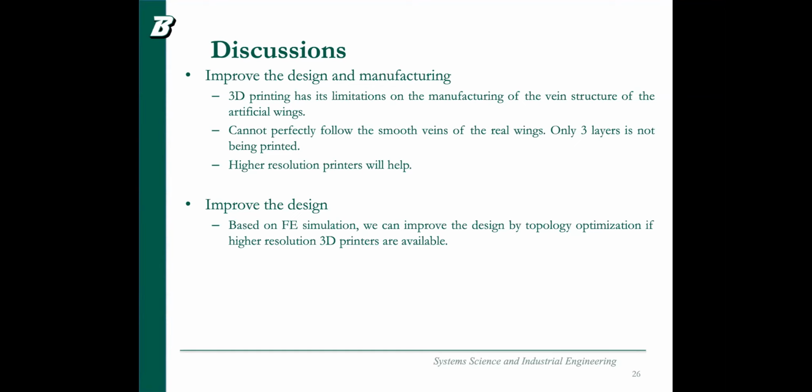Another idea to improve the design is based on simulation. FE simulation can improve the design through topology optimization, or if we have better FDM 3D printers available. Of course, in the future, as time goes on, 3D printers with higher resolution in terms of layer thickness, and smaller nozzles, will become available. I believe in the future there will be more potential to fabricate very identical wing structures using 3D printing.